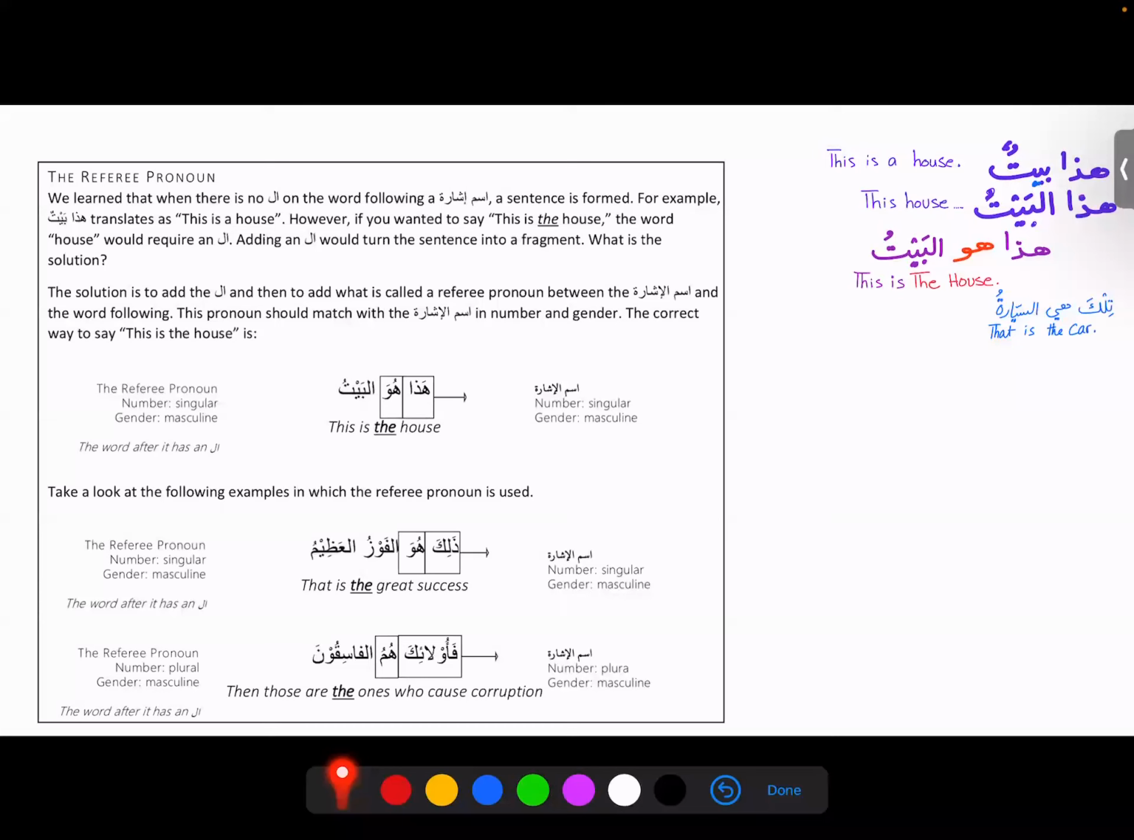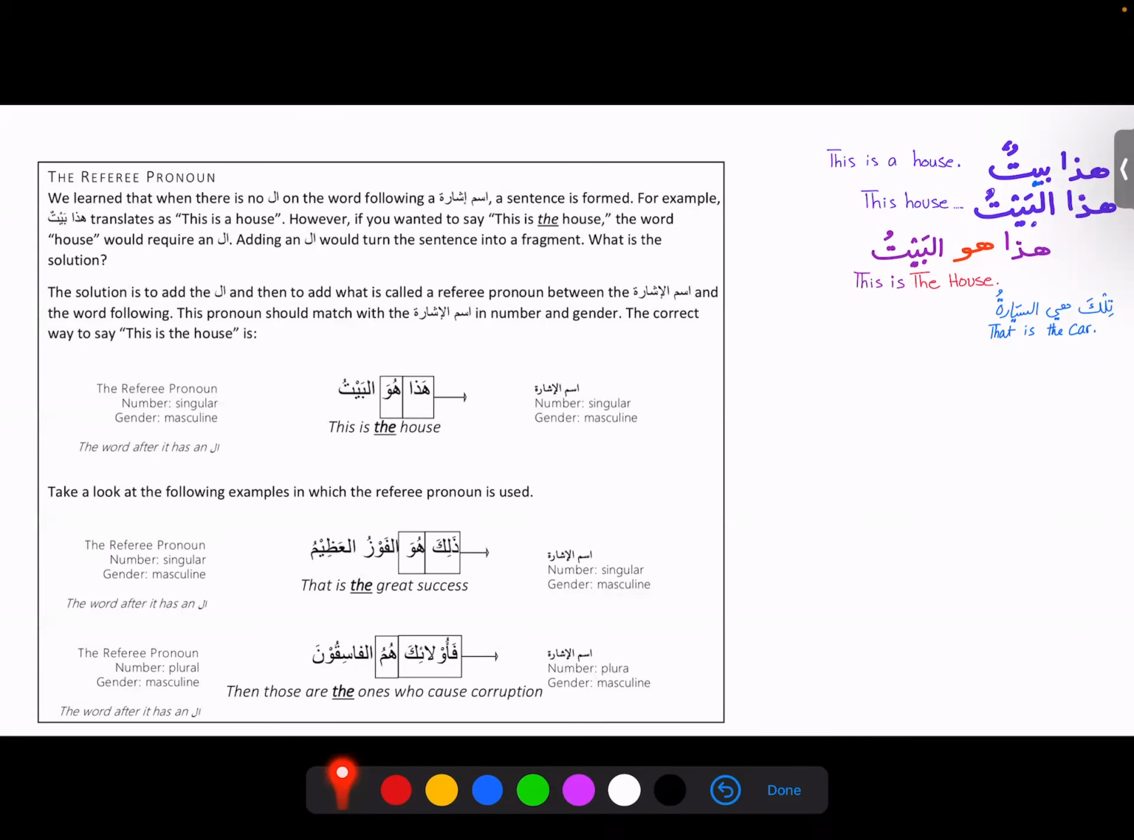Anyone remember? You make a sentence when there is no al, and when there is al after the pointer, it becomes a fragment. Exactly. So the pointer can make either a sentence or a fragment, right? So after the pointer, if there is al, then it is a fragment. And if there is no al, then this is a sentence. That's the difference. So haza baytun, how are we going to translate haza baytun? This is a house. So this is a sentence.